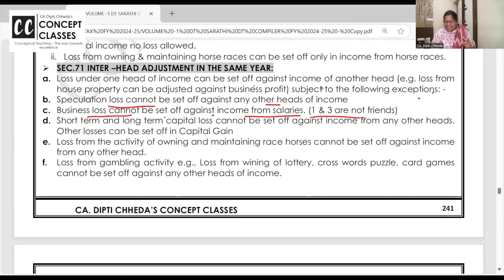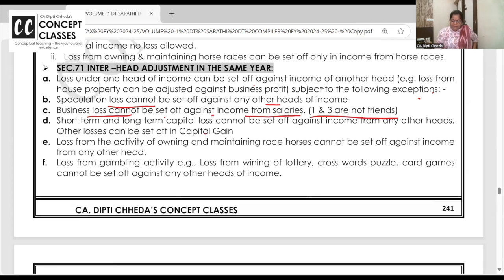Don't write this dialogue in the exam, because Deepti Ma'am has taught it to you for remembering. Business loss cannot be set off against salary. At least two to three times they'll give you a salary problem, and at the end they will say this salaried person has 50,000 brought forward business loss. You cannot set off. Okay?